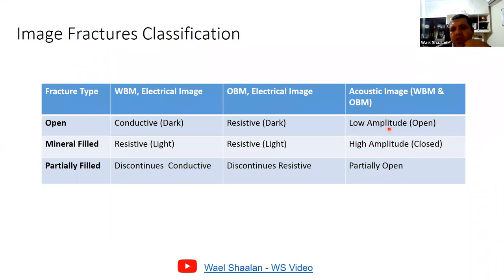We have this case, so how do we know? Maybe someone asks, in the case of an oil-based mud image, how would we know if it's open or closed? We go to the acoustic image. The acoustic image is based on ultrasonic, based on sonic. So here you can directly tell if it's open or closed. You are quite sure about opening or closing. Low amplitude will be open, high amplitude will be closed. In the case of mineral filled, it will be high amplitude, closed, and open is open. It's clearly defined. And for sure, if it's partially filled, or partially open, it will show as partially open.